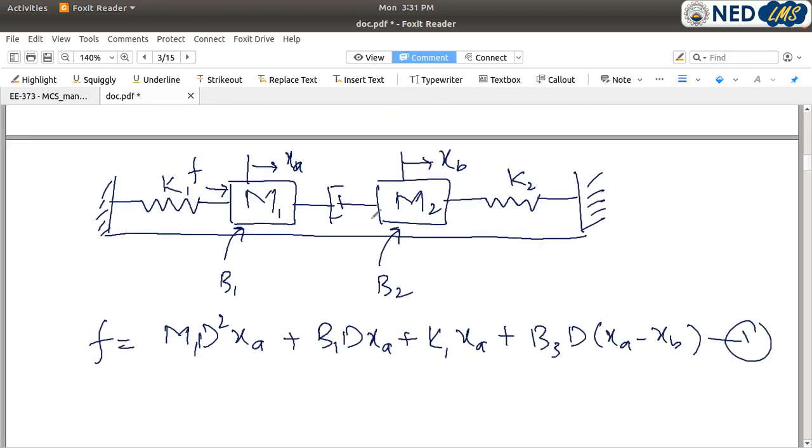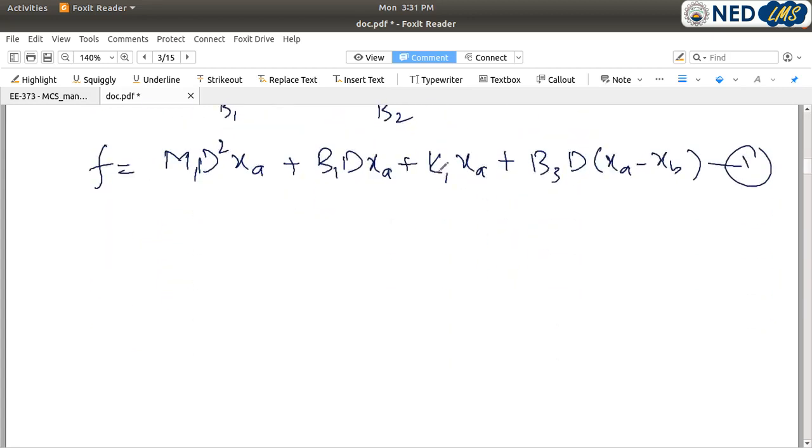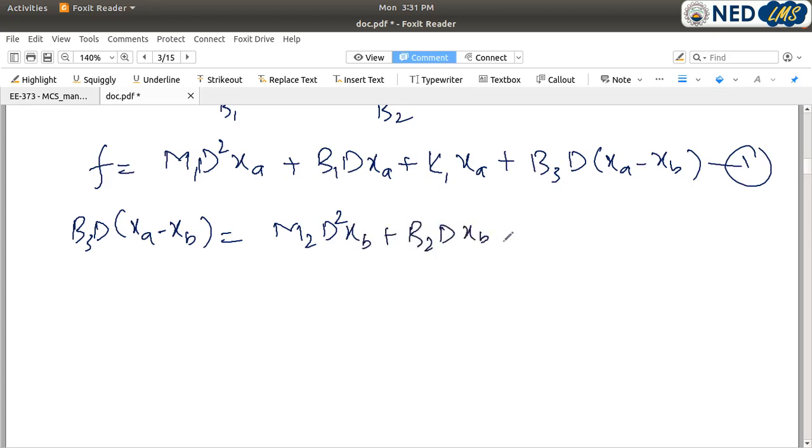Now we will write the equation of motion at node XB. So the second equation will be B3 D(XA minus XB) is equal to M2 D squared XB plus B2 D XB plus K2 XB. So these are the two equations of motion at both nodes. Now we will convert these two equations into 4 state equations.